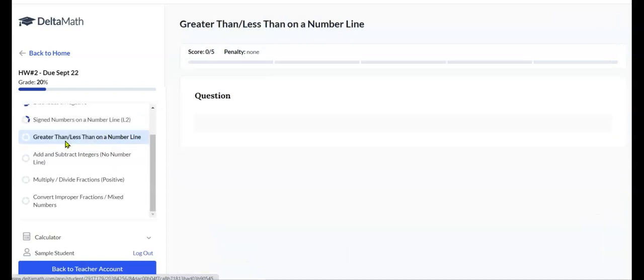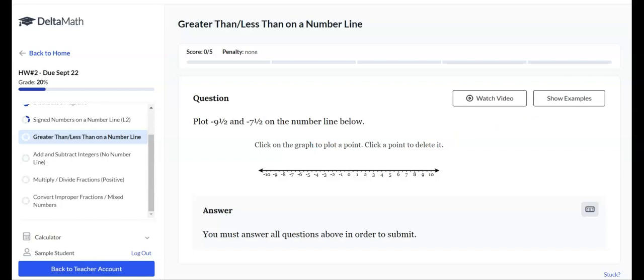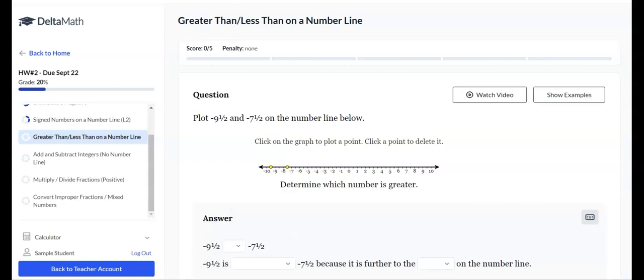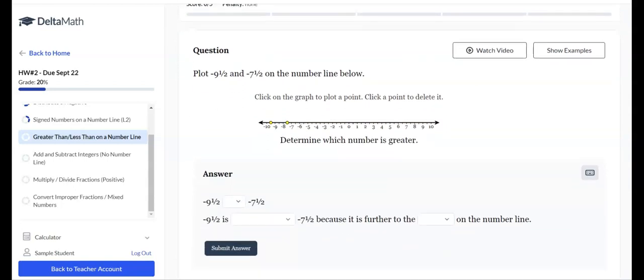So I'm going to move on to the next topic, which does have a drop-down menu on it once you plot these values. They want you to plot negative 9.5. So I go to negative 9, and then I go halfway to negative 10. They also want me to plot negative 7.5. So I'm going to go to negative 7, and then go halfway. And up will pop the actual questions.